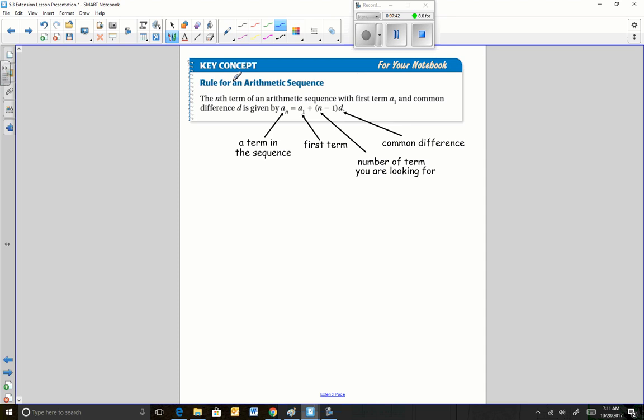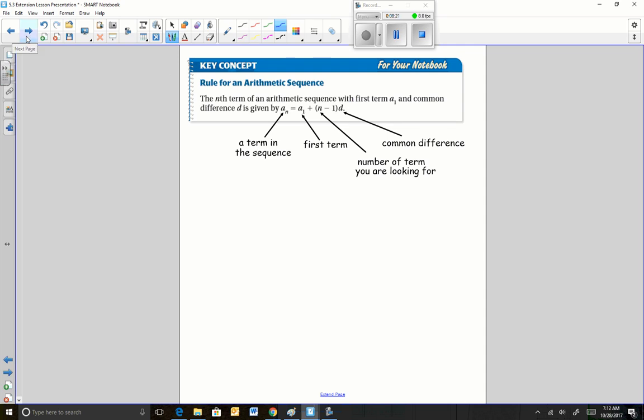And here we go. The rule for an arithmetic sequence. This little formula that you see right here, you have to memorize. The a sub n, I know that sounds weird, is a term in the sequence. Any term in the sequence can be found. This is always the first term in the sequence. This is the number of the term that you're looking for. Like, let's say you wanted the 100th term, you put 100 in here. If you wanted the 10th term, put a 10 in here. If you want the 1,000,000th term, you put a 1,000,000 in here. The common difference is that number that you keep adding on or subtracting each time. That's what you do for your common difference.